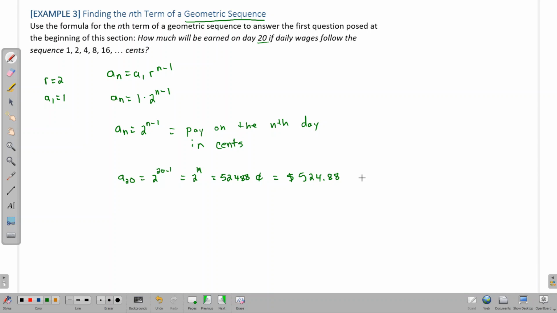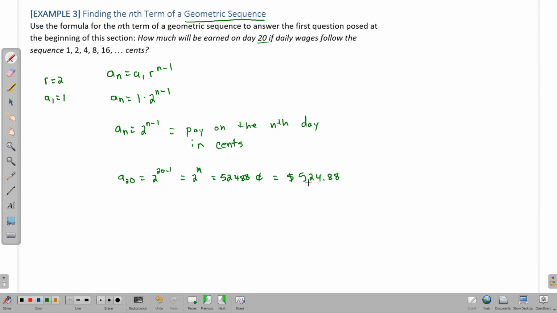Right? That is just what you're getting paid on the 20th day. The previous day, you got half of this, so you still got over $250 the previous day as well. And then if we kept going, if you worked another day, you're going to get over $1,000 the next day. So it seems to me like, yeah, it's going to start off pretty bad, but you're going to do pretty well at the end.